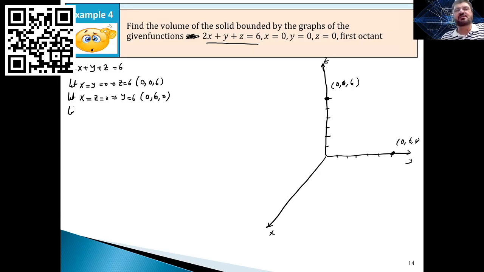Now let y equals z equals 0. So what do we get? So we get 2x equals 6. So this implies that x is equal to 3. So what's the point here? 3, 0, and 0. So on the x-axis, 1, 2, and 3. And this is the third point.